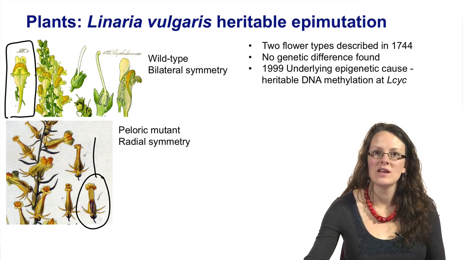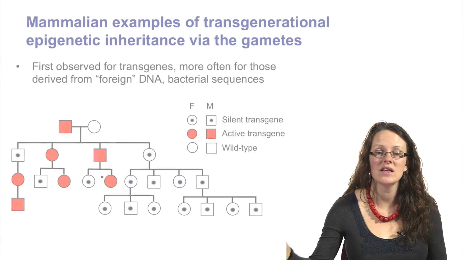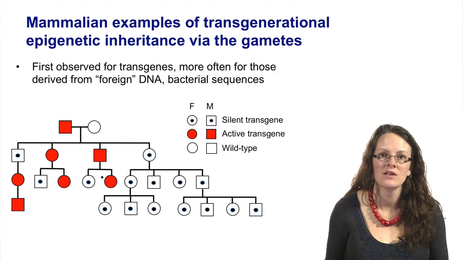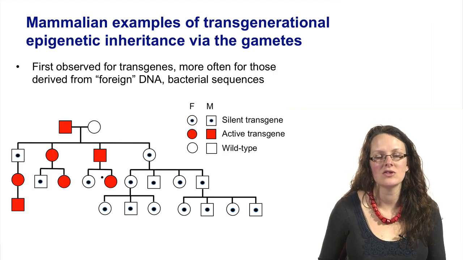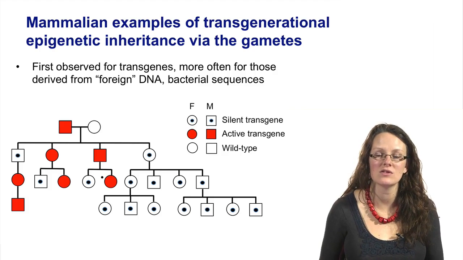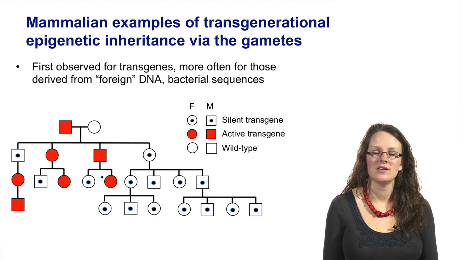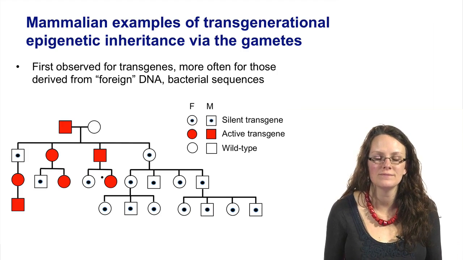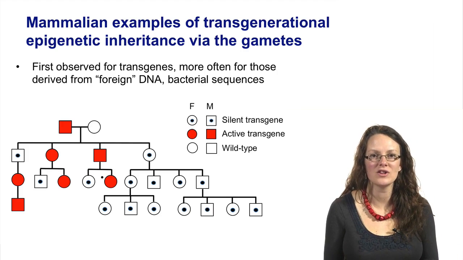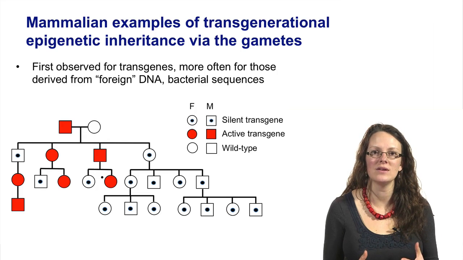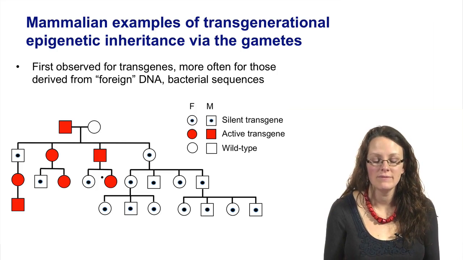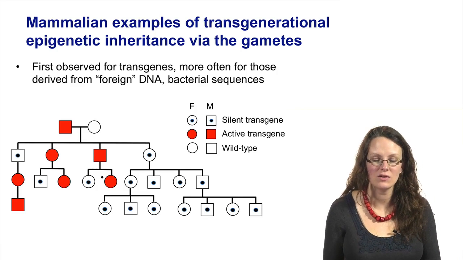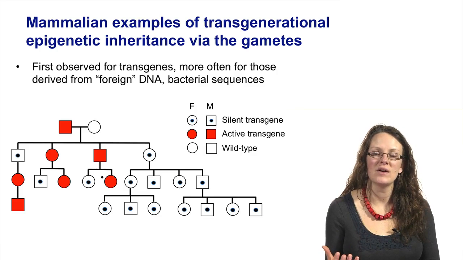So this is interesting in the context of a plant, but let's think about mammalian examples in more detail. The first time that a mammalian example of transgenerational epigenetic inheritance via the gametes was described was actually for a transgene. I'm showing you a large pedigree here that describes the expression of a transgene. A transgene being a gene that we've actually added into this mouse strain ourselves. It's a gene that's not normally found there, and it was found particularly so when you add a gene in that's of bacterial origin.